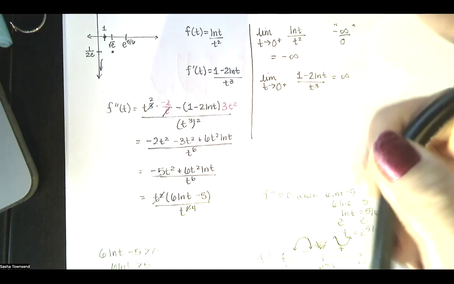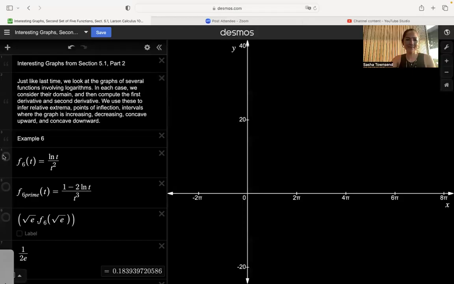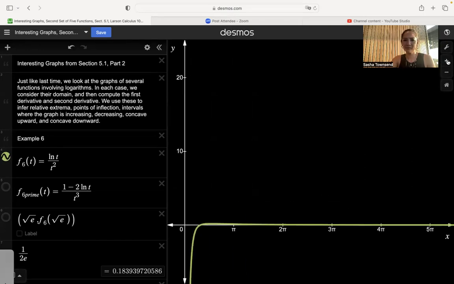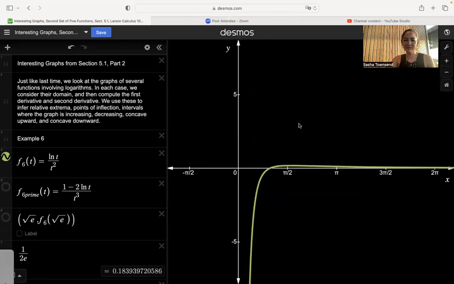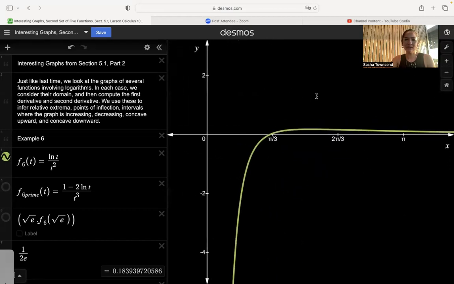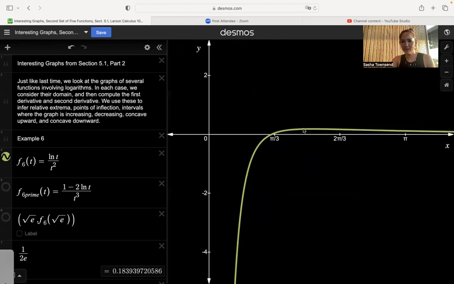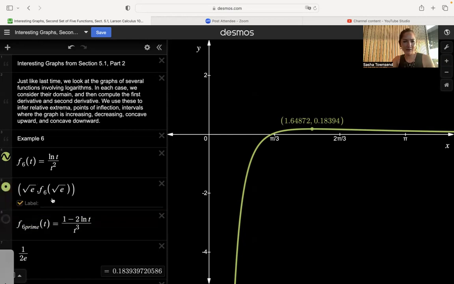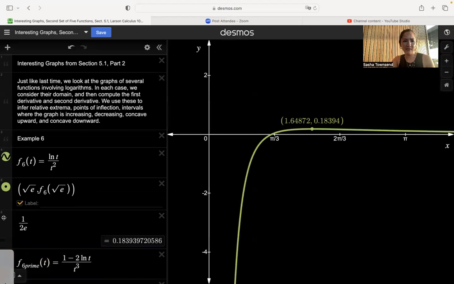I'm going to graph these three functions. So here's our function, there's our f of t. The interesting things happen there. Now it looks like we've got a relative max over here. And that was at square root of e and f evaluated at square root of e. And when I evaluated f at square root of e on paper, I got 1 divided by 2e. So 1 divided by 2e is this 0.1839 approximately. So we see the same number there. So those are the same value.